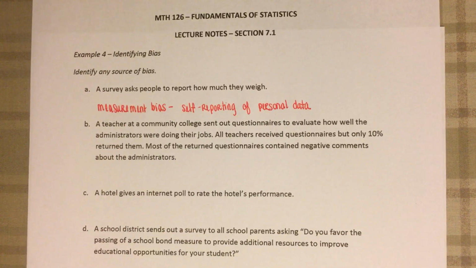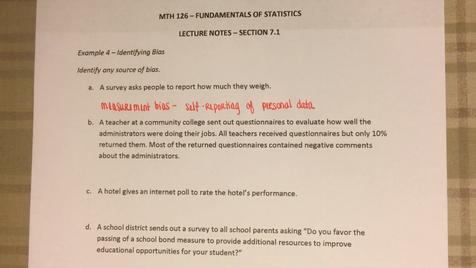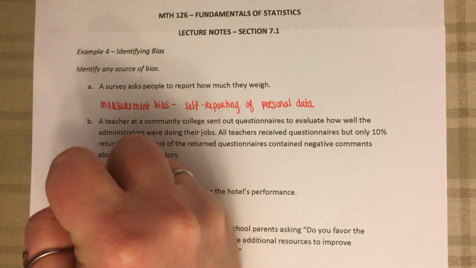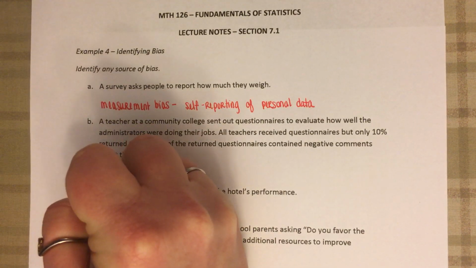Example B. A teacher at a community college sent out questionnaires to evaluate how well the administrators were doing their jobs. All teachers received the questionnaires, but only 10% returned them. Most of the returned questionnaires contained negative comments about the administrators. So in this case, this would be an example of sampling bias.